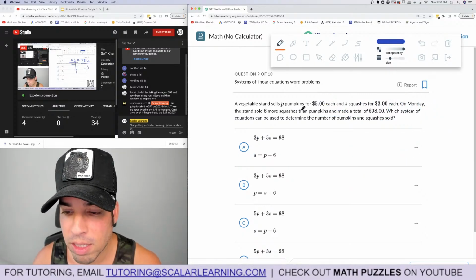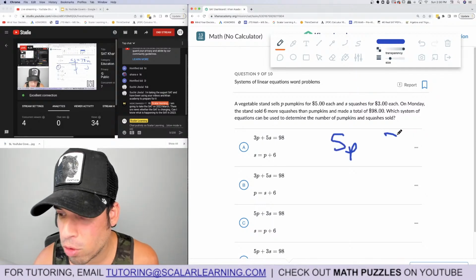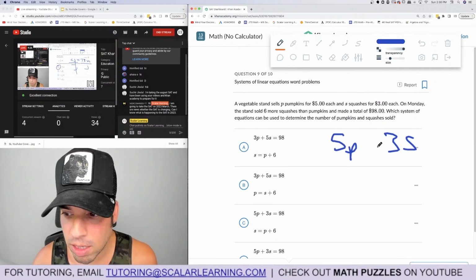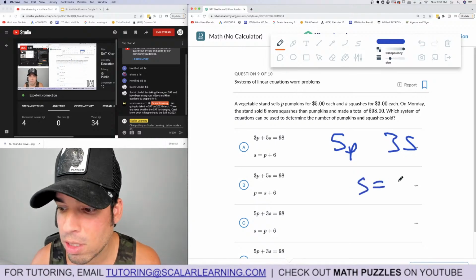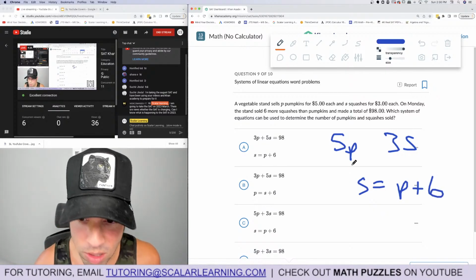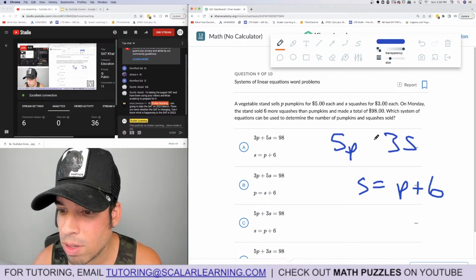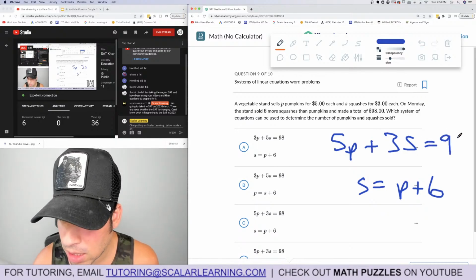Okay, a vegetable stand sells pumpkins for $5 and squashes for $3. On Monday, the stand sold 6 more squashes than pumpkins. So that means if they sold 5 pumpkins, they sold 11 squashes and made a total of $98. So they did this, and they made 98.